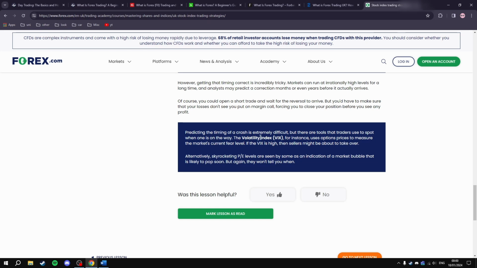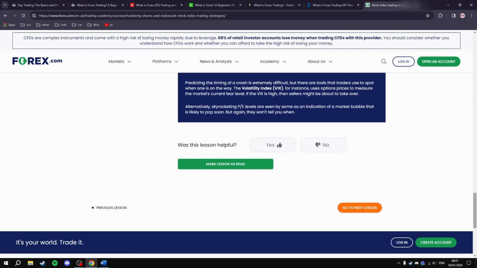The volatility index, for instance, uses option prices to measure the market's current fear level. If the VIX is high, then sellers might be about to take over. Alternatively, skyrocketing PE levels are seen by some as an indication of a market bubble that is likely to pop soon, but again, they won't tell you when.